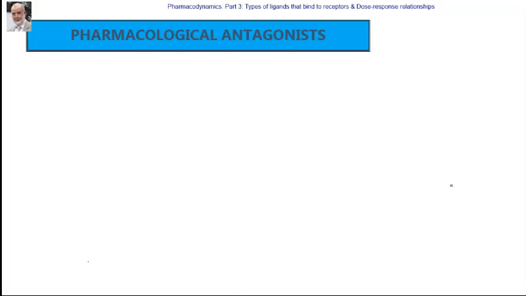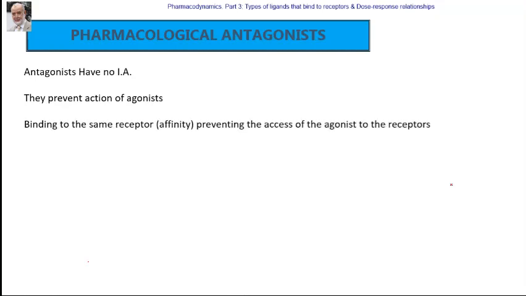The second drugs that can bind to the receptors are the antagonists. As we have said before, antagonists have affinity to the receptor, but they have no intrinsic activity. That means they can produce no action. Therefore, what do they do? They prevent the action of an agonist. How do they prevent the action? By binding to the same receptor of the agonist, preventing the access of the agonist to the receptor.